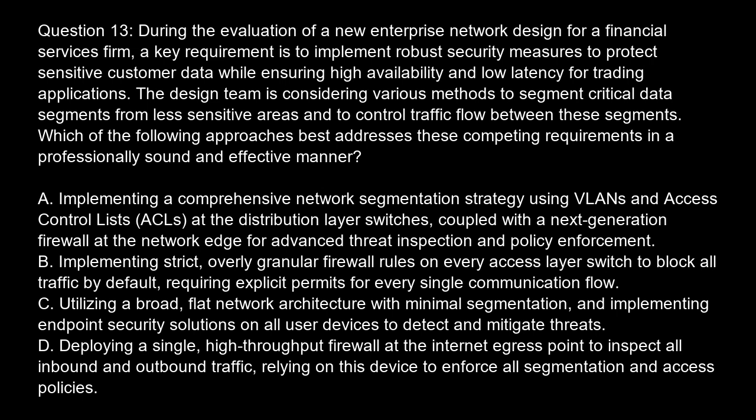Option B. Implementing strict, overly granular firewall rules on every access layer switch to block all traffic by default, requiring explicit permits for every single communication flow. Option C. Utilizing a broad, flat network architecture with minimal segmentation and implementing endpoint security solutions on all user devices to detect and mitigate threats. Option D. Deploying a single, high-throughput firewall at the internet egress point to inspect all inbound and outbound traffic, relying on this device to enforce all segmentation and access policies.